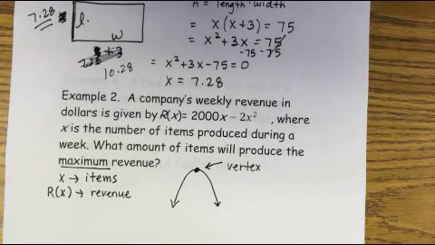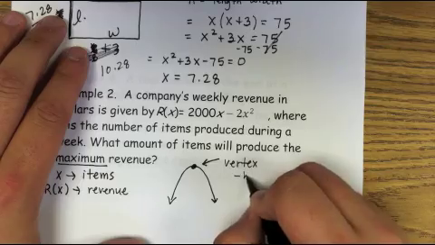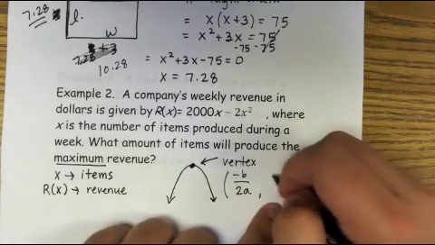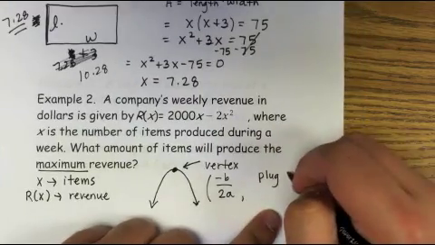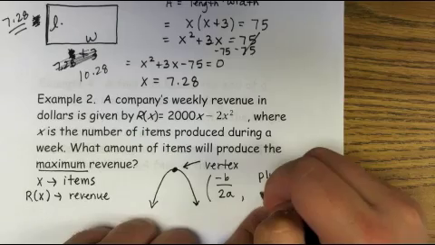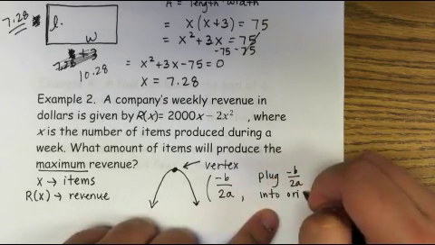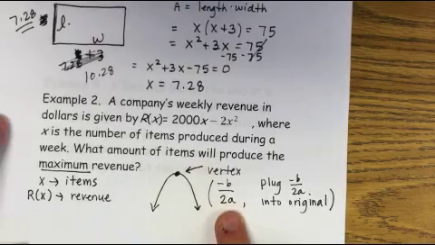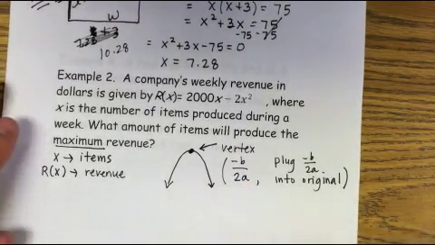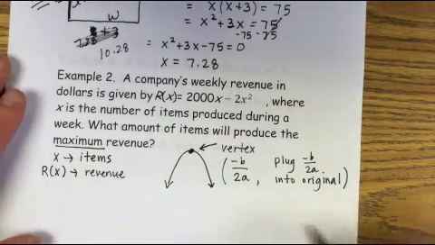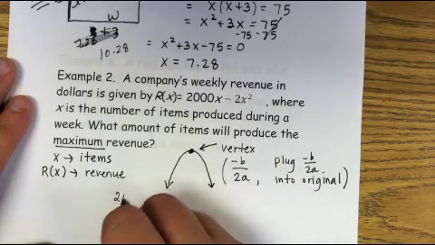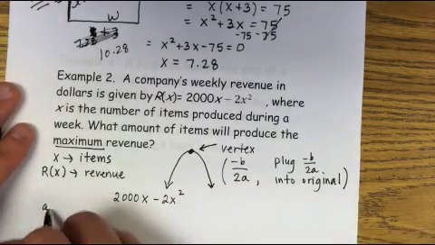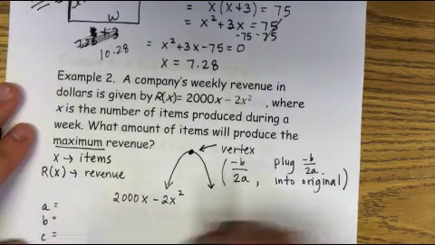Okay, and so to find the vertex of this thing, remember, it is negative b over 2a. And then to get the other one, you plug negative b over 2a into the original. So let's start by finding this one first, this negative b over 2a. Now, careful with your equation here. You've got 2,000x minus 2x squared. So just off to the side, I'm going to label what a, b, and c are.